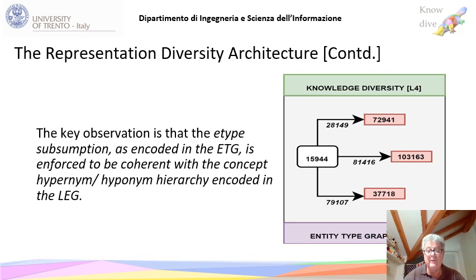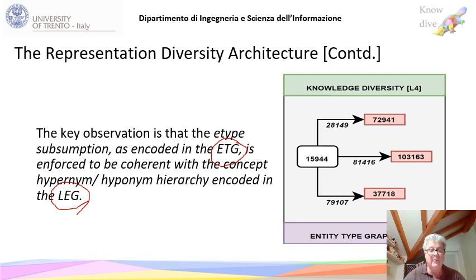Of course, we do have a constraint, since in the LEG, we know that the car is a more specific entity type than vehicle, then of course also when we build the properties, and therefore we build what is called the ETG, it must be the case that the properties of the ETG are a subset of the properties of the, I'm sorry, let me repeat. It must be the case that the properties in the ETG of the car are a superset of the properties of the vehicle, or vice versa.